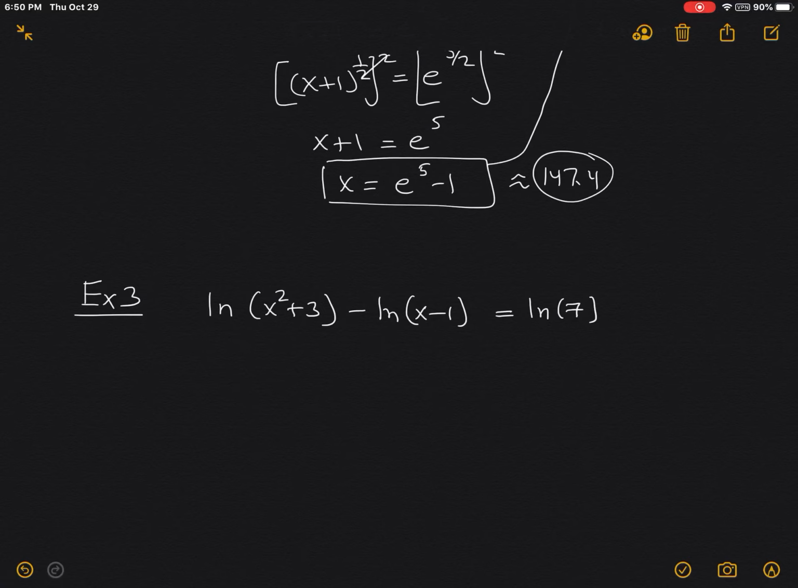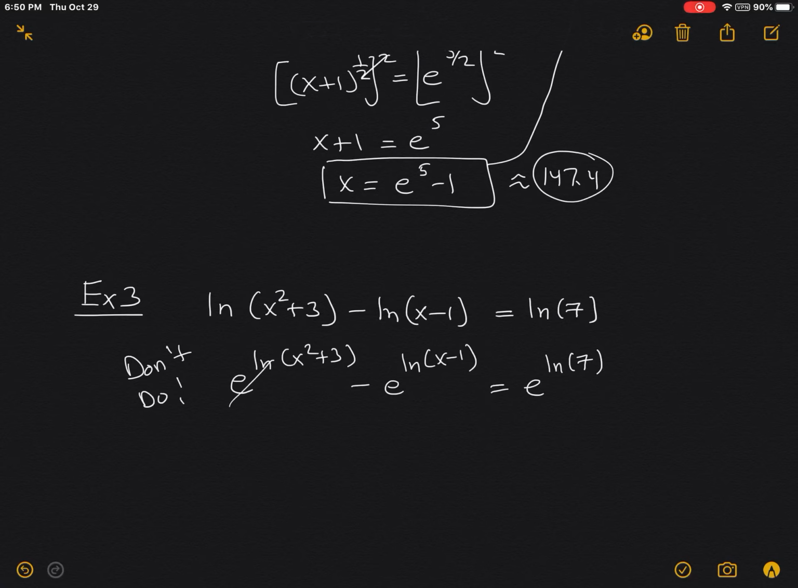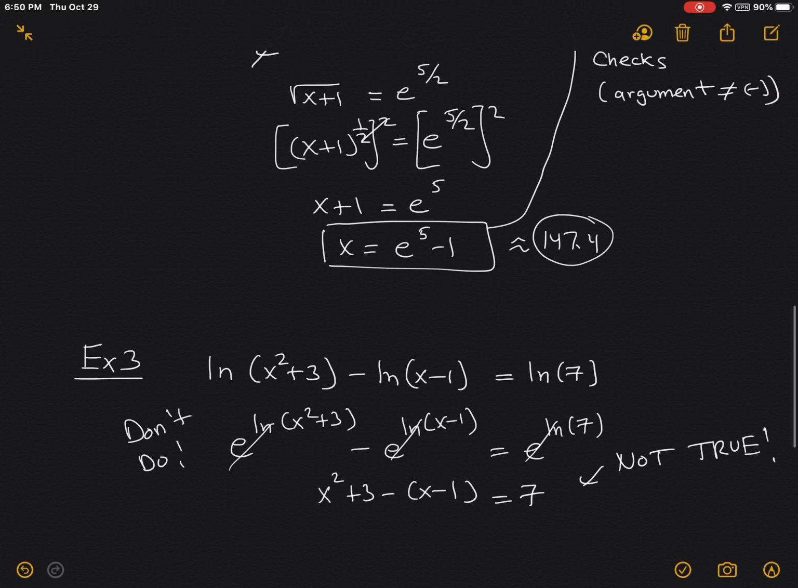Okay, so what I don't want to see in this problem is, don't do this, okay? When students see this, they're like, oh, use the inverse property. They're like, oh, e to the ln of x squared plus 3 minus e to the ln of x minus 1 is equal to e to the ln of 7, because that's what you said, Mrs. Zhu. You know, that cancels, and you have x squared plus 3 minus x minus 1 is equal to 7. Okay, this is not true. You cannot do this, all right?